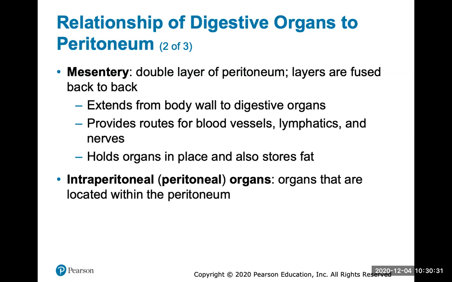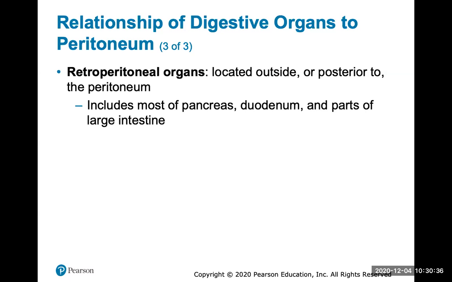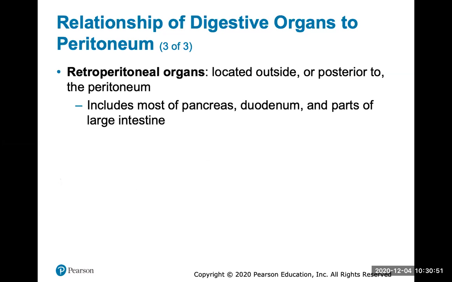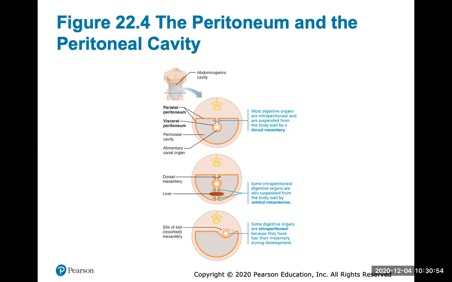And your intraperitoneal organs are organs that are located within the peritoneum. Retroperitoneal organs are located outside or posterior to this peritoneum membrane. These are your pancreas, your duodenum, and parts of your large intestine. I won't ask you guys to know specifics about what organs are what. I'm just kind of giving you an overview of what these words peritoneum, mesentery mean. And you can see kind of where these organs are located and what I mean when I talk about the parietal and visceral peritoneum, and which organs are located out of it, retroperitoneal, or inside of it, intraperitoneal.